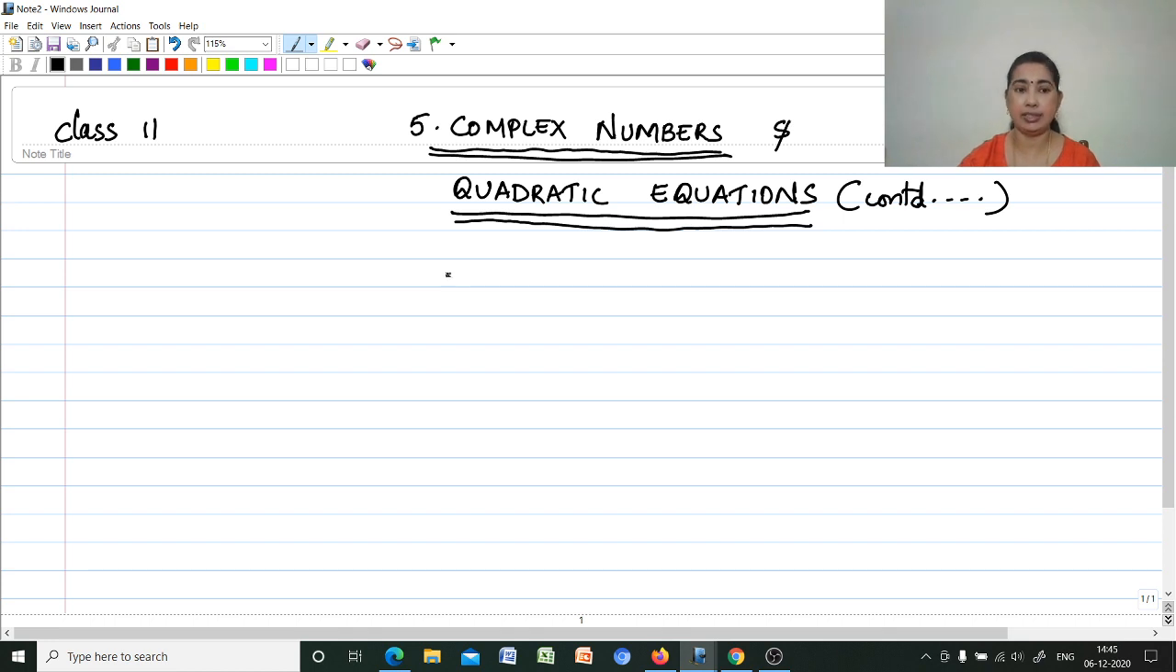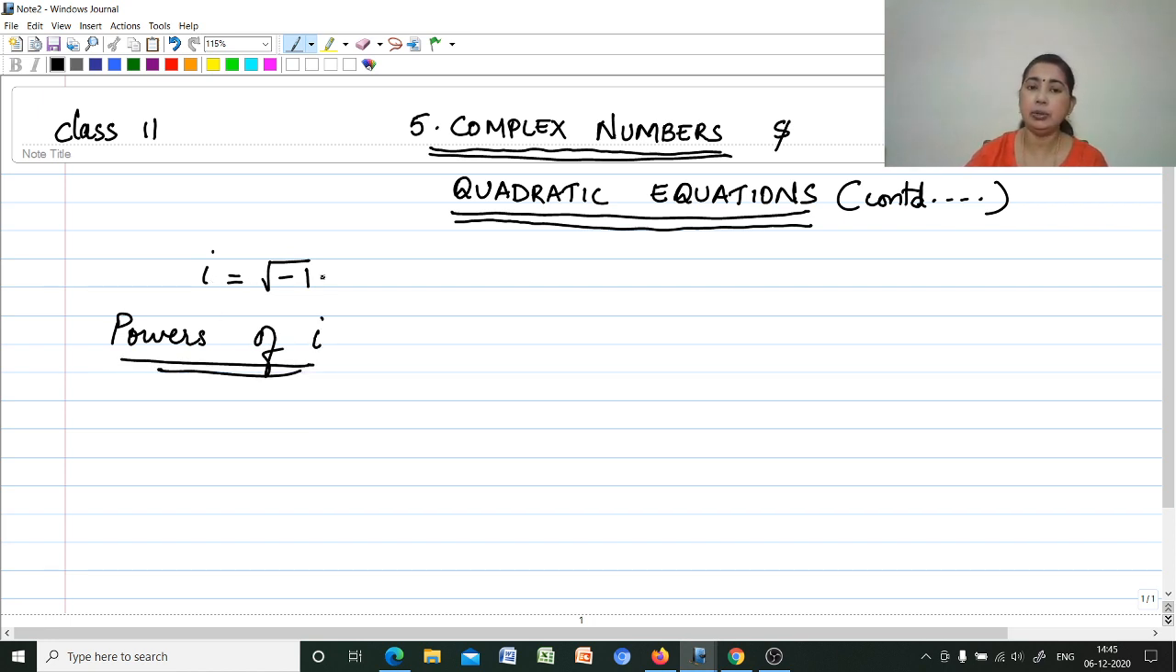Today we are discussing class 11 chapter 5, complex numbers and quadratic equations. We are continuing the chapter. In the last class we discussed i, and I told that i is equal to root of minus 1. Now we will study the powers of i.